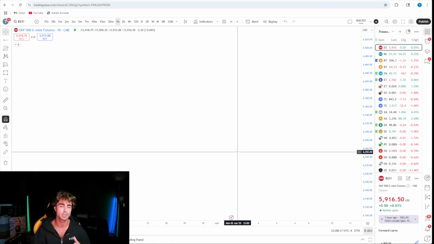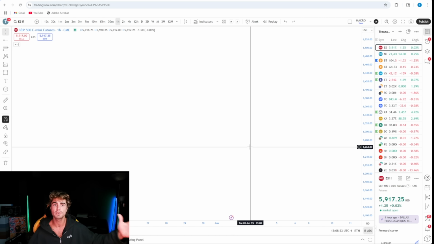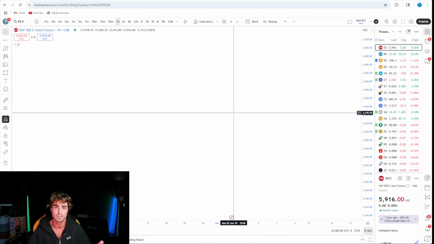Because if I'm just copying a random strategy from some YouTuber and I don't know why price is moving, then you're never going to make it in trading if you're just copying and pasting, because you don't know why price is moving. So ideally, we understand why price is moving off of every single confluence. So that's what I want to break down right now.